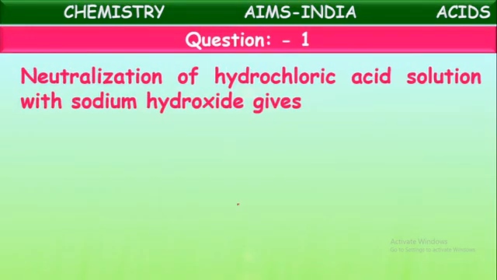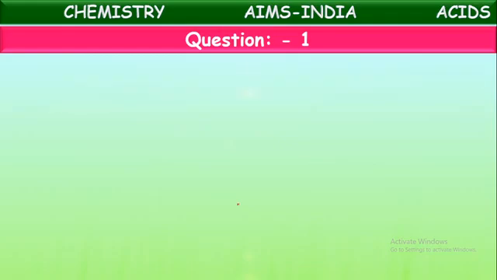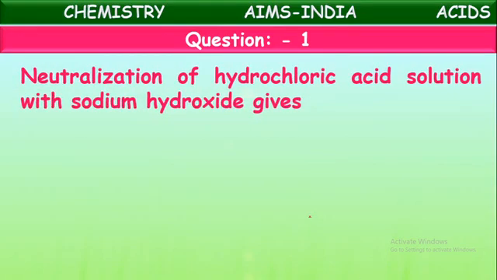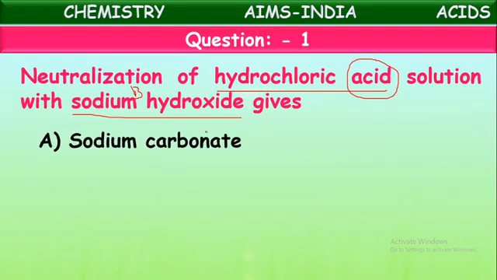First question: neutralization of hydrochloric acid solution with sodium hydroxide gives what? What are the substances given here? See, hydrochloric acid and sodium hydroxide. What are these two? Hydrochloric acid is an acid, and we know sodium hydroxide is a base. When an acid and base react, what do they give, children? Yes, they give salt and water.